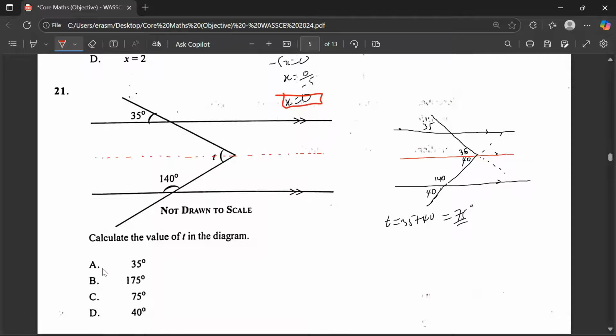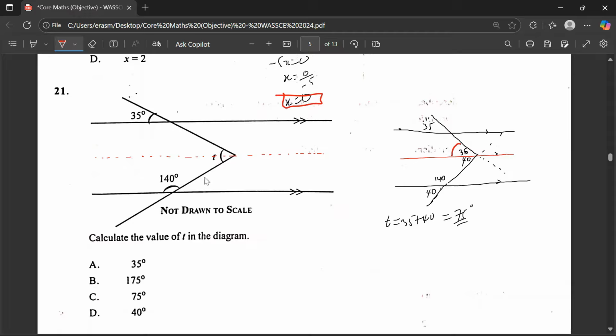Now we have this diagram and we have to calculate the value of t in the diagram. These are two parallel lines. You have to find this angle. And to find this angle, you are going to draw another parallel line that passes through this point. Now, if you extend this line, you realize that this 35 corresponds to this angle, right? Then we are having 140 degrees here.